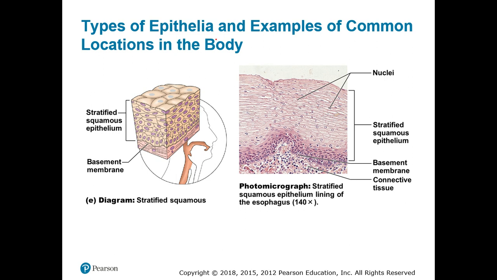Here is an example of a stratified squamous. It's a bunch of flat cells layered on top of each other. So notice the farther they get to the top, the flatter they get. Here's a better picture, and you're going to notice all of these cells flattened.